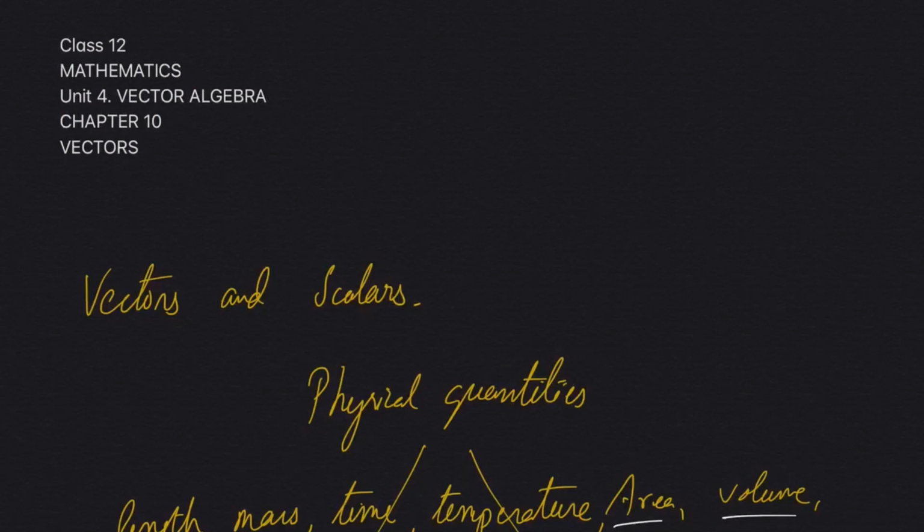Today we will start off with a new chapter and a unit from the class 12 mathematics. That will be unit 4, vector algebra. And here we will do chapter 10 first, that is vectors. So we have already done matrices and determinants. Now we have decided to just start with vectors and scalars because this unit is quite important.